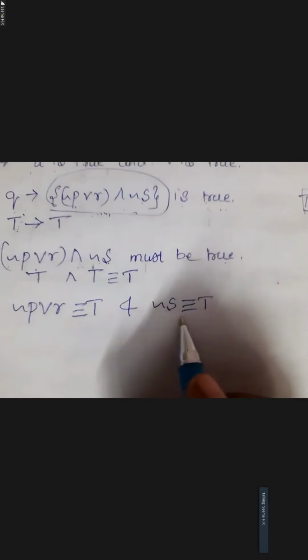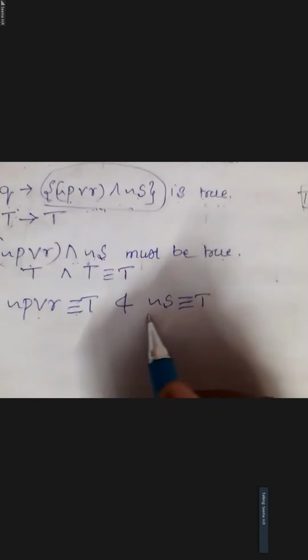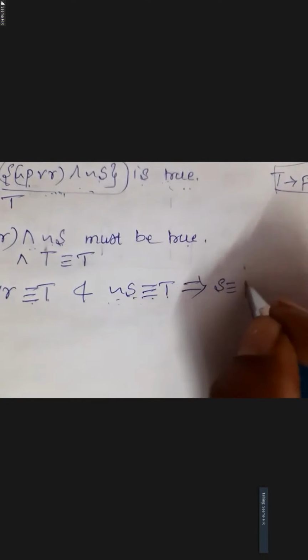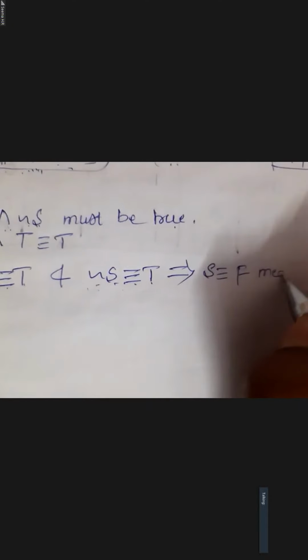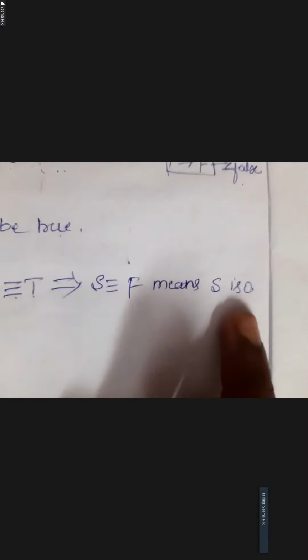So is it okay? Did you understand that negation of P∨R∨R is true and negation of S is also true? So what does this imply? If negation of S is true, what will be the value of S? False. So obviously S will be equal to false, meaning S is 0. So we got Q as 1 and S as 0.